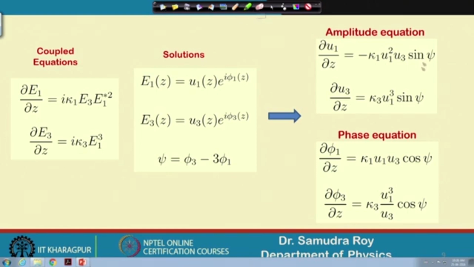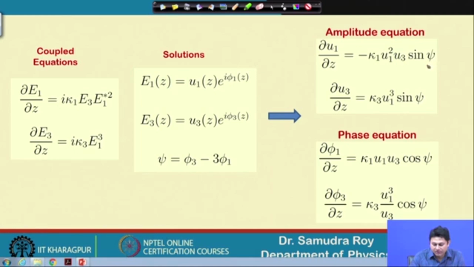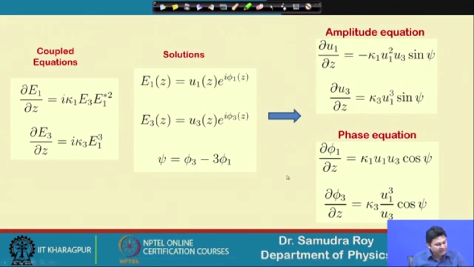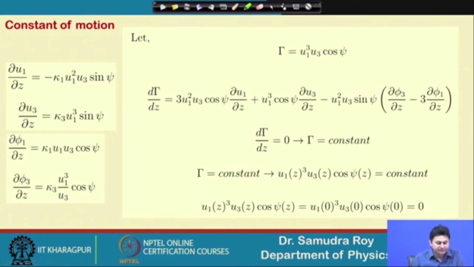Once we have the amplitude equation and phase equation, you may carefully look that there is a quantity psi here. Psi is a phase difference, defined as phi 3 minus 3 phi 1. It is something like k 3 minus 3 k 1. So, we will have two compact equations, a phase equation and an amplitude equation. The similar kind of treatment we have done in second harmonic generation, all the details are there.